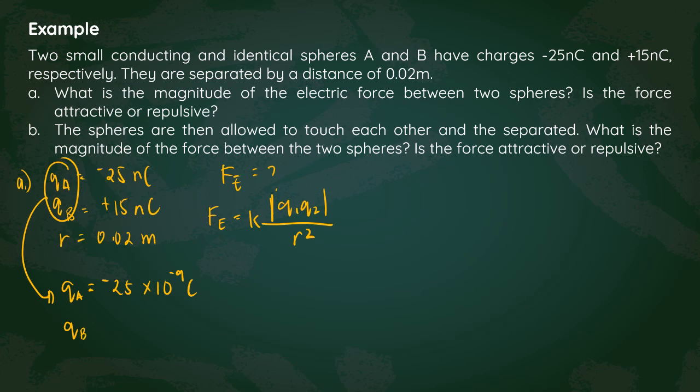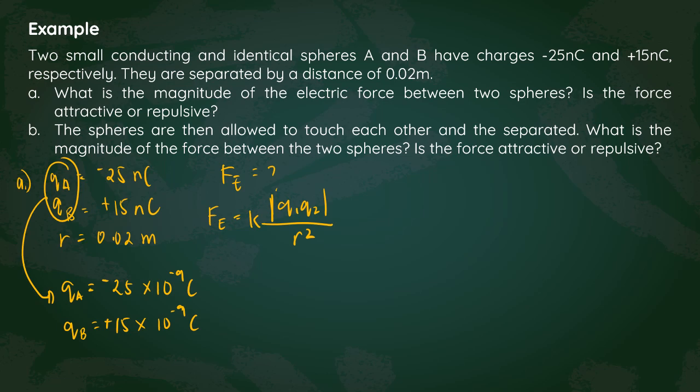And QB is positive 15 times 10 raised to negative 9 coulombs. Take note that this is not the proper way of expressing scientific notation, but we can proceed with this one in our calculation so that we can easily proceed with our solution.